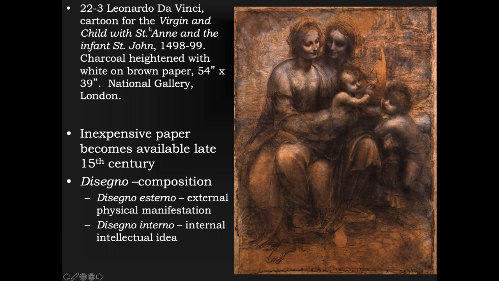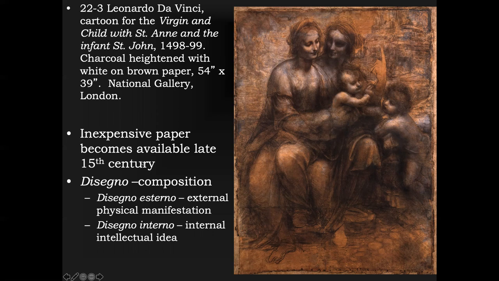So this is called Cartoon for the Virgin and Child with St. Anne and Infant St. John. It's basically the same subject we saw before. We have Jesus and Mary and Anne, who's Mary's cousin, and John, who is Jesus's cousin, John the Baptist. Sometimes they show him wearing a cloak or something that shows he's going to grow up to be John the Baptist. You can see little baby Jesus is blessing John, and then Anne is holding her hand up to heaven, showing where Jesus comes from, more or less.